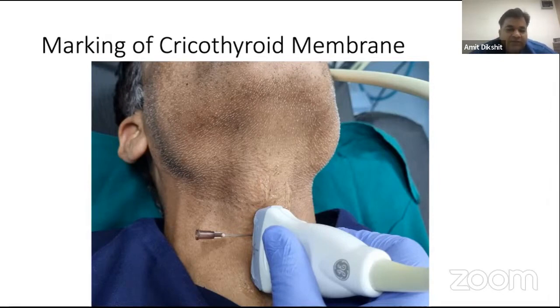So we can utilize this marking of the cricothyroid membrane, or prophylactically puncture it, before proceeding with the drill. Most of us topicalize the airway, and we do one puncture anyway. Why not do a puncture with an 18 or 16 gauge cannula? So this is one thought to ponder, and you can decide if it can be applicable in your case.